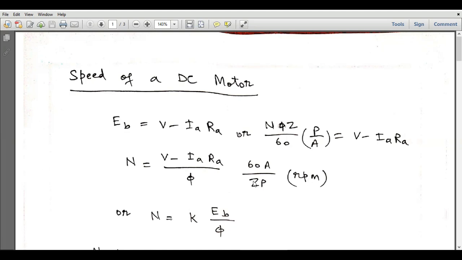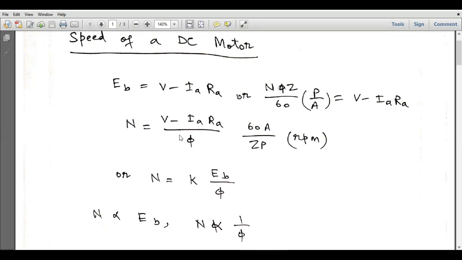In this expression, N is equal to K times Eb divided by phi. So Eb here is equal to V minus IaRa, and this is phi, right? Eb over phi, and this is constant. The number of parallel paths in a DC motor are constant when a machine has been completely designed. Similarly, the number of conductors and number of poles cannot change once a motor is designed. For a running motor, we can only change the back EMF and the magnetic flux. So from this expression, the speed is directly proportional to the back EMF and inversely proportional to the magnetic flux.